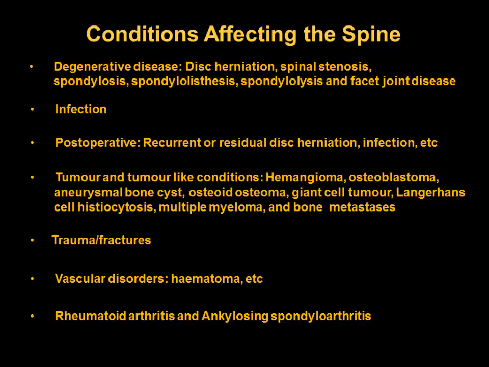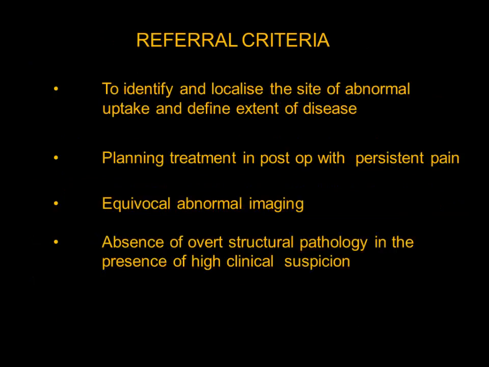So there is a long list of conditions affecting it. It can be infection, post-operative, tumor, fracture, vascular disorders, rheumatoid arthritis and ankylosing spondylitis. Referring criteria again is to identify and localize the site of abnormal uptake and define extent of disease. Planning treatment in post-operative patients with persistent pain, equivocal abnormal imaging, but they cannot localize the site, and absence of overt structural pathology in presence of high clinical suspicion.